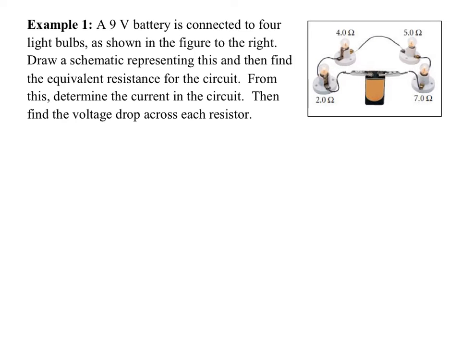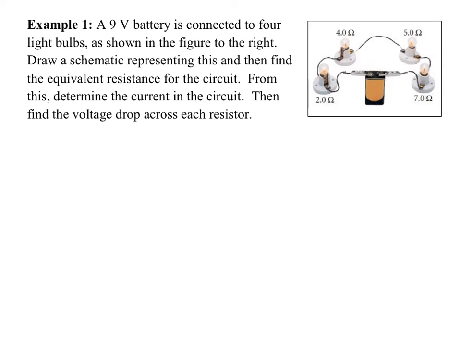So let's take a look at this example, please. Mullen, why don't you read it for us? A 9-volt battery is connected to 4 light bulbs, as shown in the figure to the right. Draw a schematic representing this and then find the equivalent resistance for the circuit. From this, determine the current in the circuit. Then find the voltage drop across each resistor.